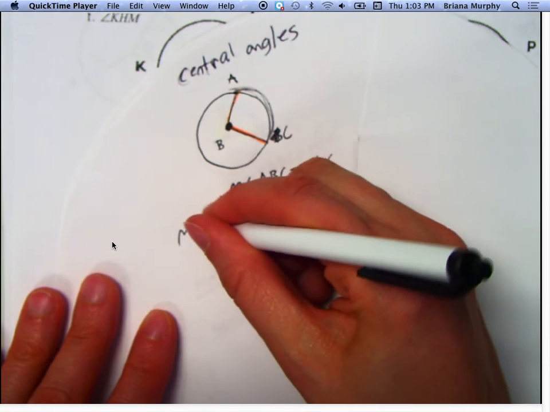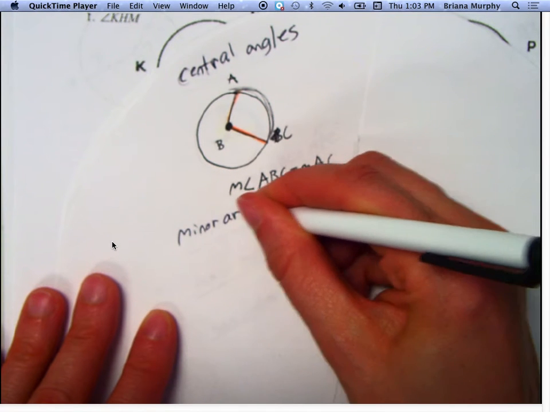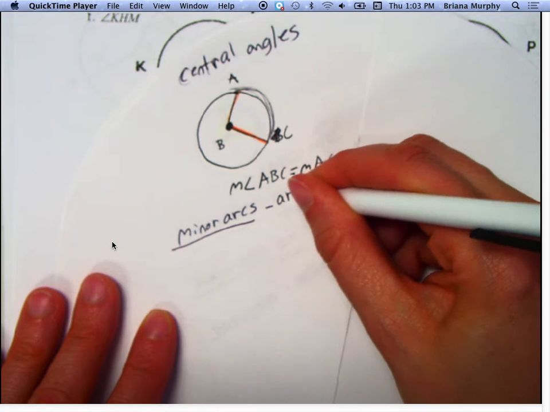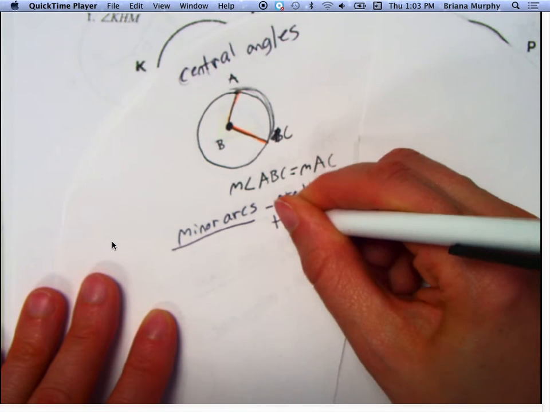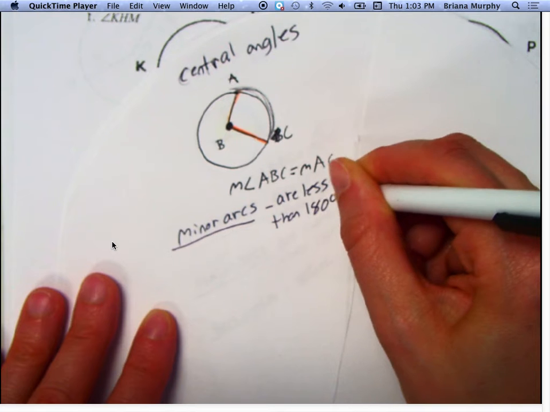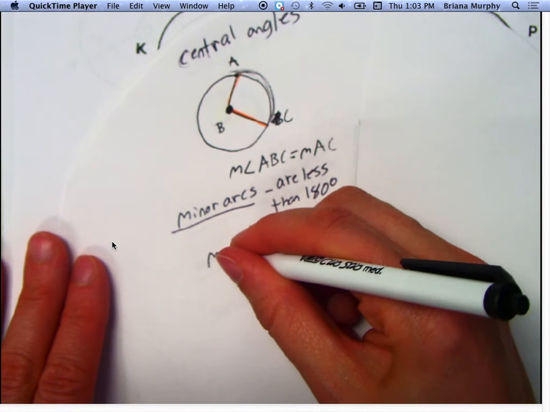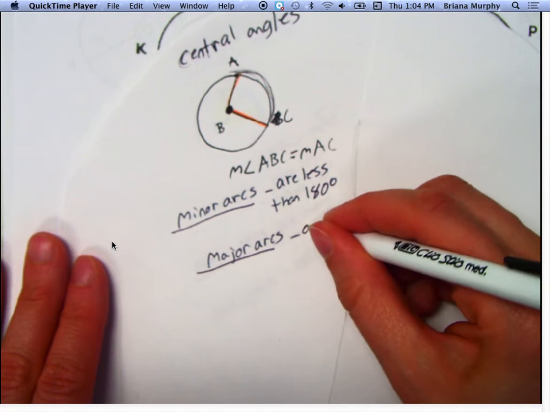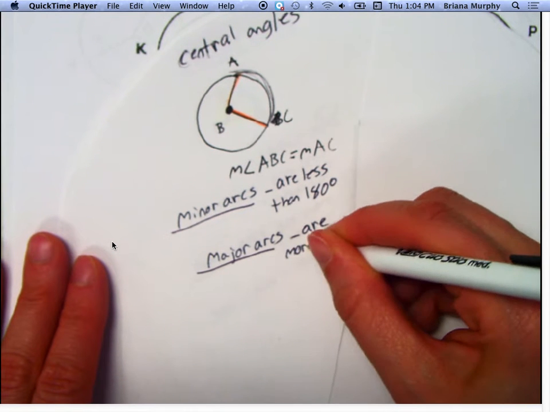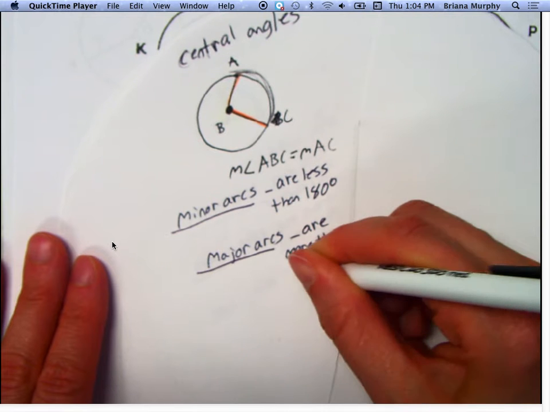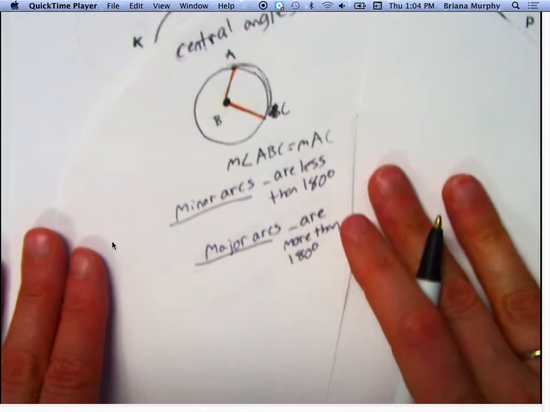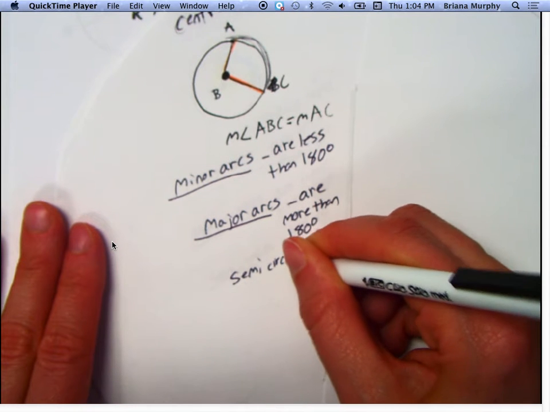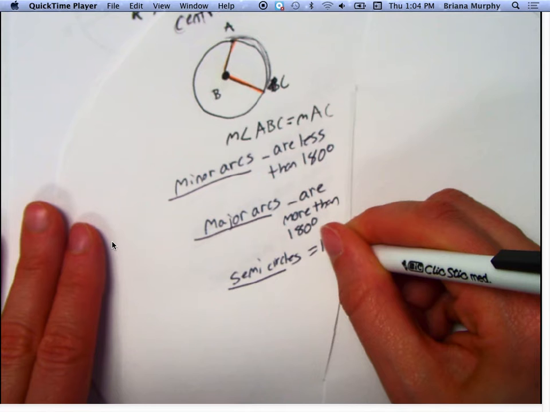With central angles, we have minor arcs, which are less than 180 degrees. We have major arcs, which are more than 180 degrees. And we have semicircles, which equal 180 degrees.